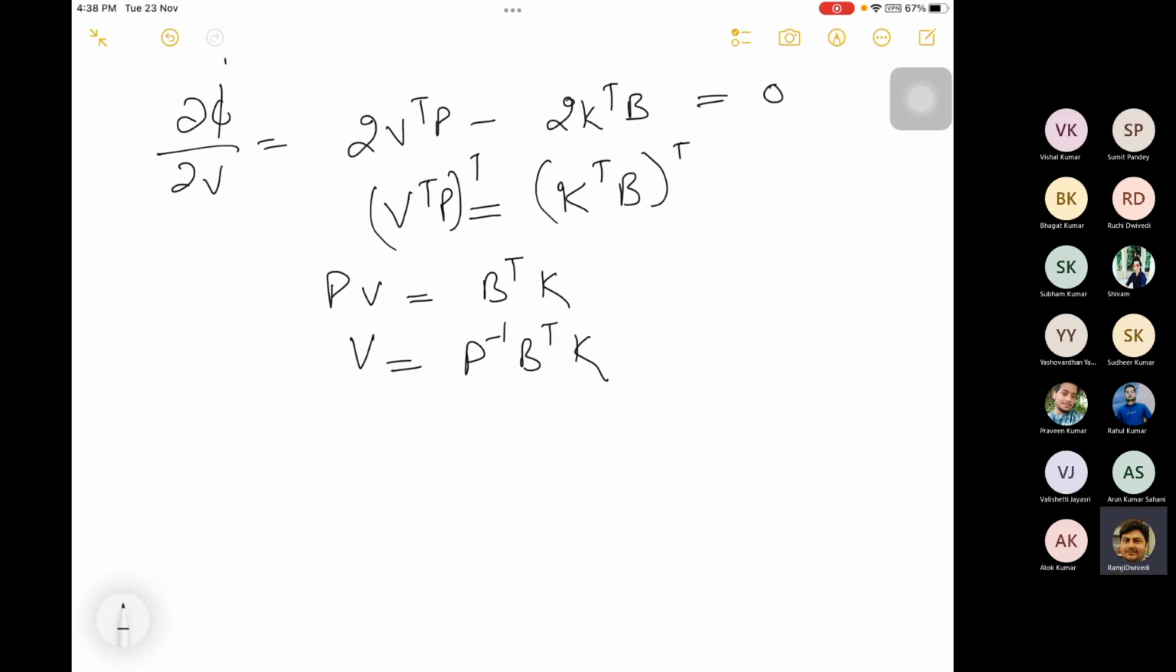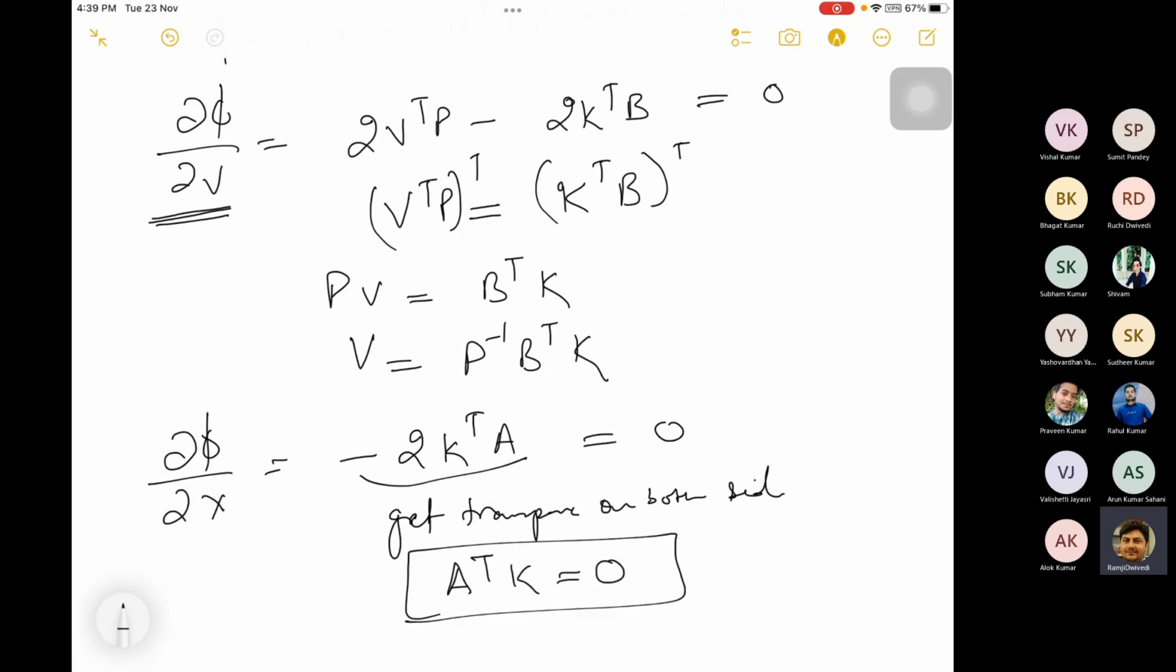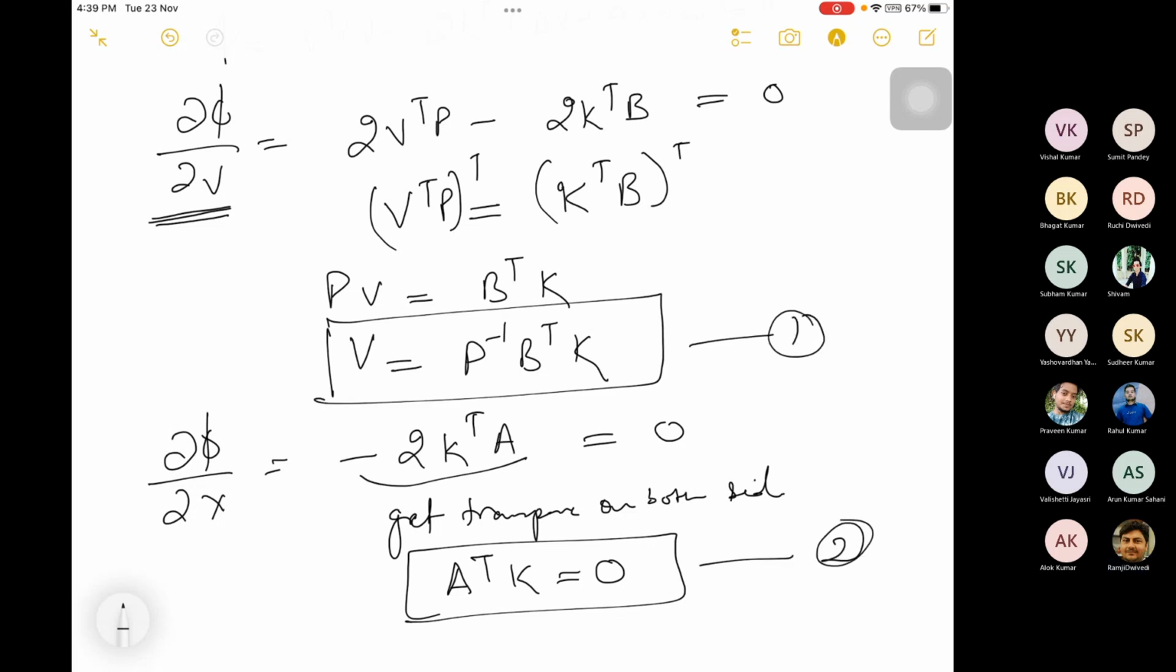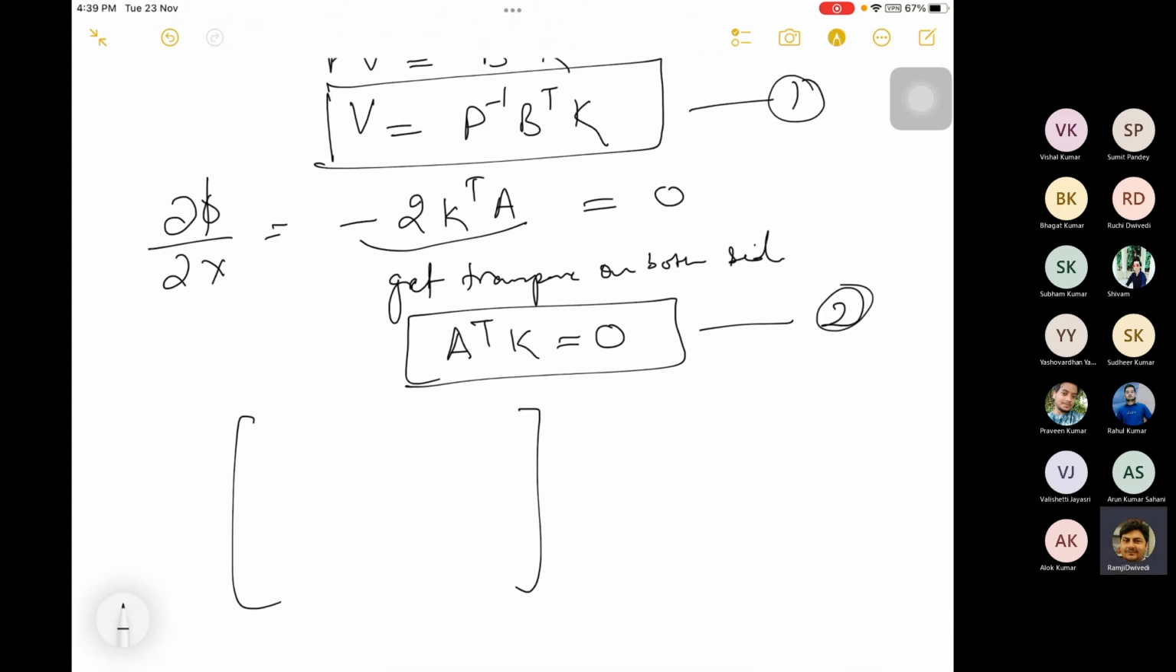Then please remember, here there are two variables. One is V and another is del phi by del X, which is minus 2k transpose A, which you have to make equal to 0. Take transpose on both sides. Then you get A transpose K is equal to 0. So this is your first, this is your second. Now you have to write the equation in the matrix form.